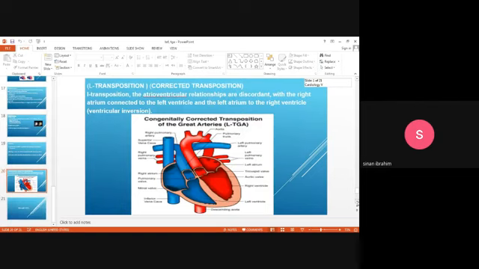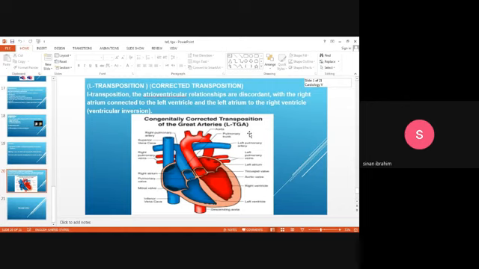There is another type of TGA, which we call L-TGA. This is different from D-TGA, and we don't have much time, just 2 minutes to talk about it. It is called congenitally corrected transposition of the great arteries, and this is usually a rare type of congenital heart disease. It is not cyanotic and presents late in life.